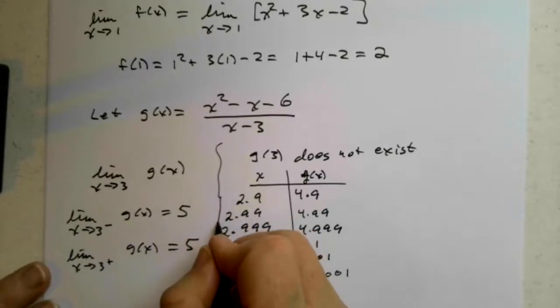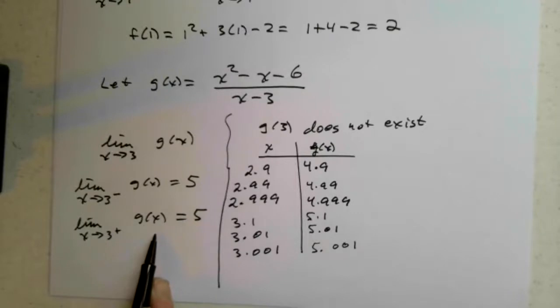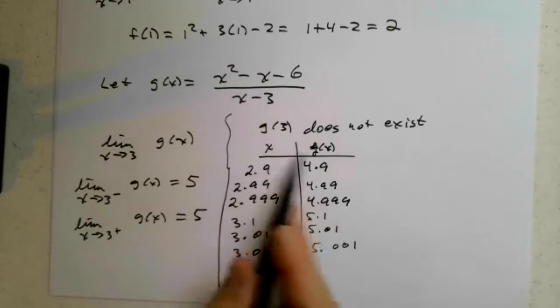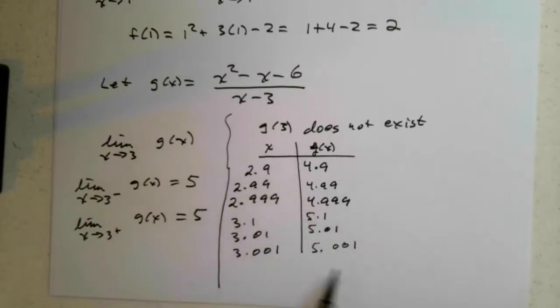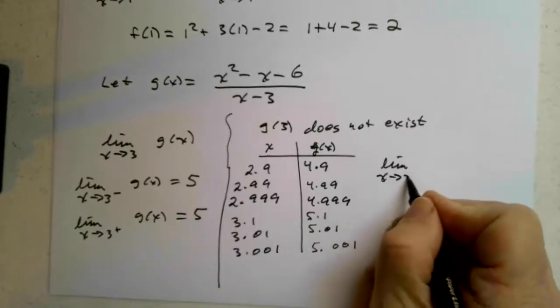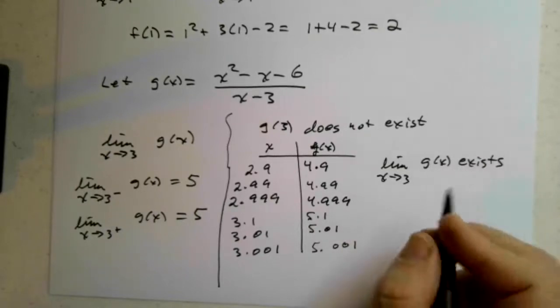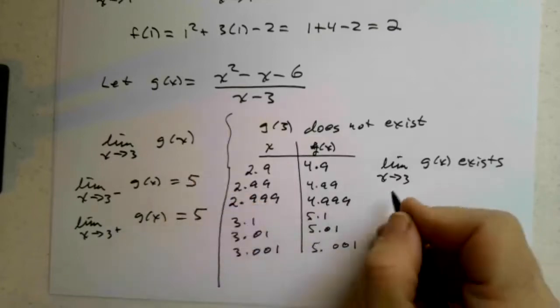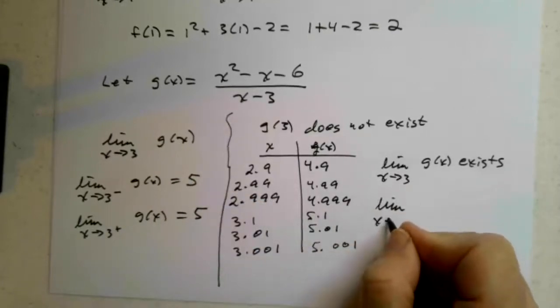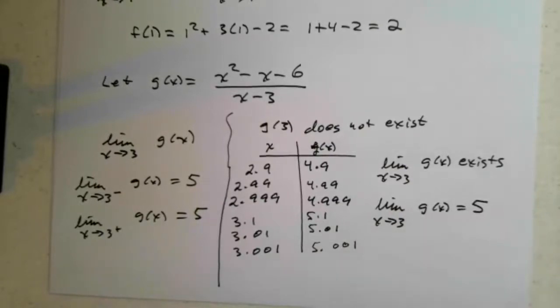So what is our conclusion? The limit from the left is the same as the limit from the right. That means the limit exists, even though the function doesn't. G of 3 did not exist. If I plugged in 3, it gave me a division by 0. But the limit from the left was the same as the limit from the right, therefore the limit exists. So the limit as x goes to 3 of g of x appears to exist. And then we can say what that value is. The value is the common number there. The limit as x goes to 3 of g of x equals 5.